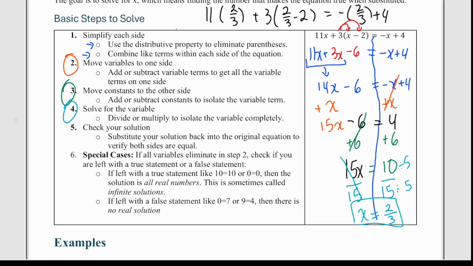So I'd first do the negative 2/3 minus 2, then multiply that by the 3, record that as a fraction, then do 11 times 2/3, record that as a fraction, add up the result, and then see if that's the same thing as negative 2/3 plus 4, and it should be.